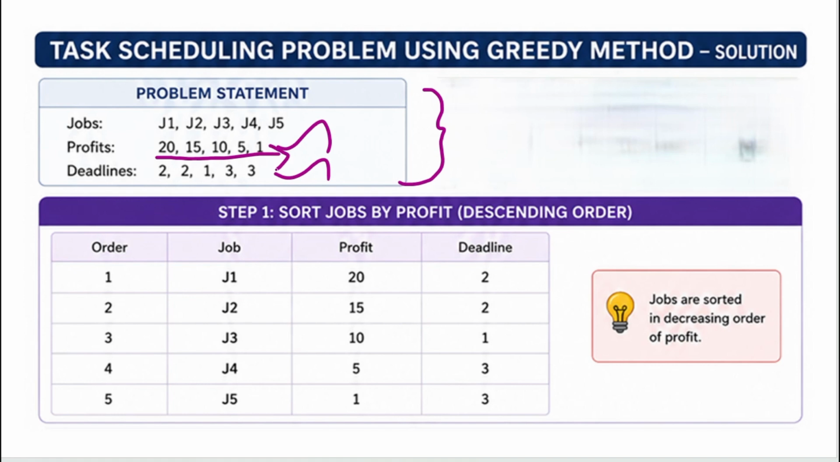In some cases, the given problem is not in proper order, which means first we sort all the jobs based on the profit value, from highest priority to lowest priority. Here there is no problem, the jobs are already sorted. So these are the five jobs, these are the profits, and these are the deadlines, sorted in descending order of profit.